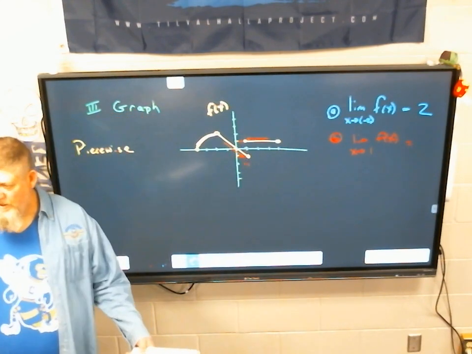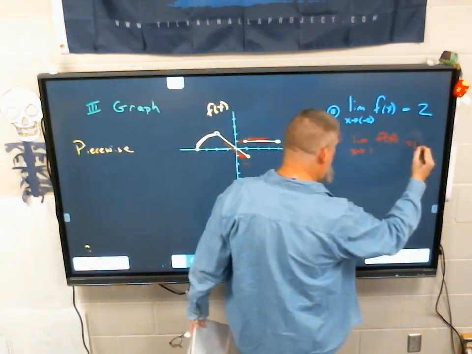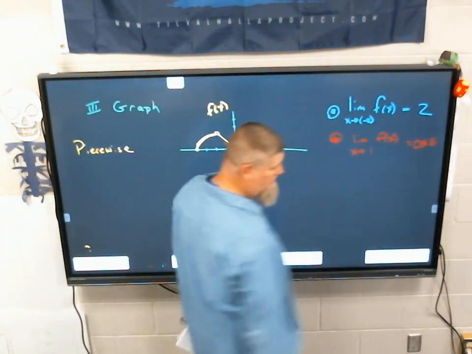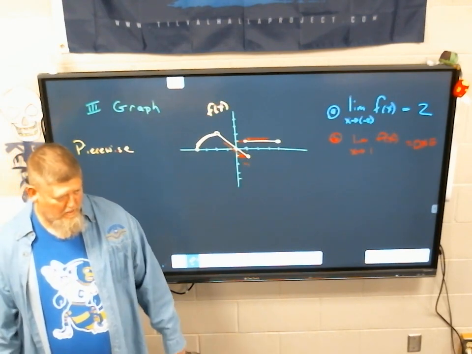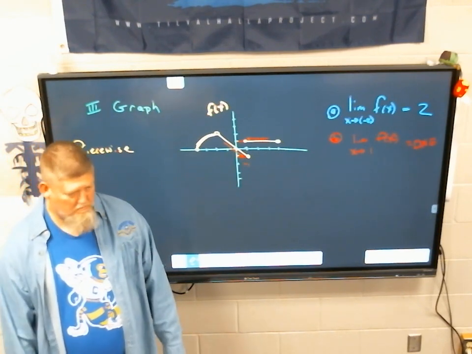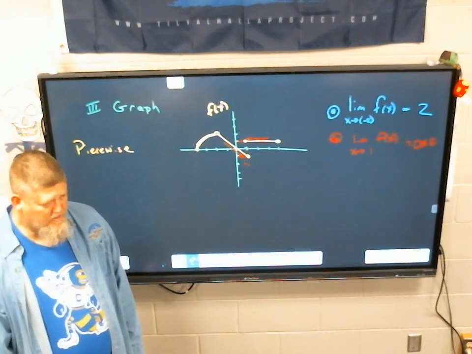Is -1 and 1 the same? No. So this limit does not exist. They have to be approaching the same value. They have to be heading to the same point. If they're not, there's no limit. It doesn't exist.